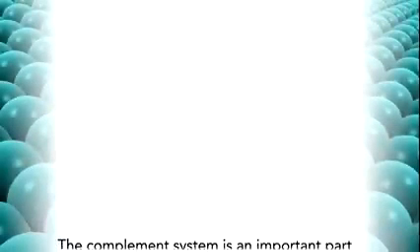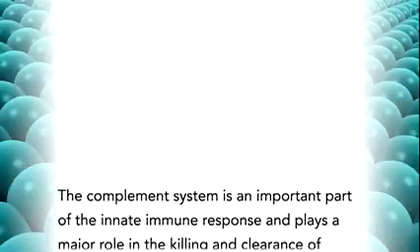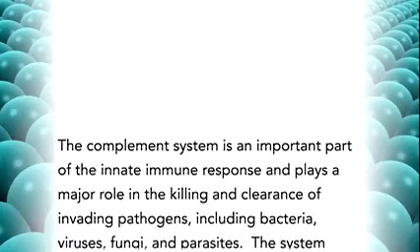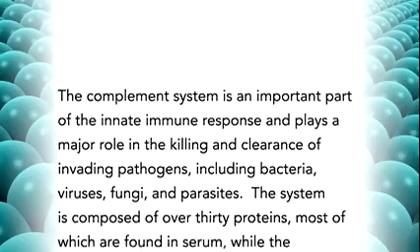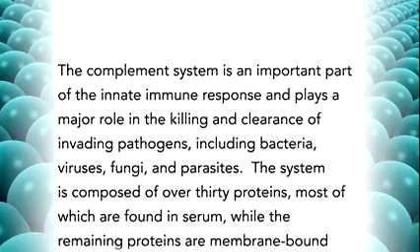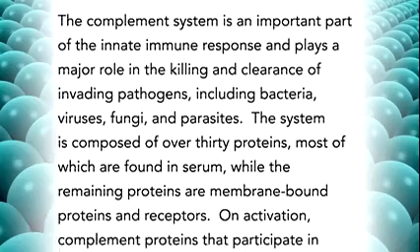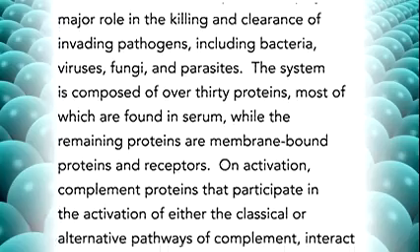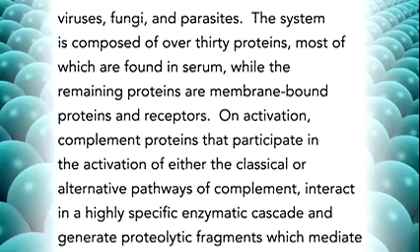The complement system is an important part of the innate immune response and plays a major role in the killing and clearance of invading pathogens, including bacteria, viruses, fungi, and parasites. The system is composed of over 30 proteins, most of which are found in serum, while the remaining proteins are membrane-bound proteins and receptors.